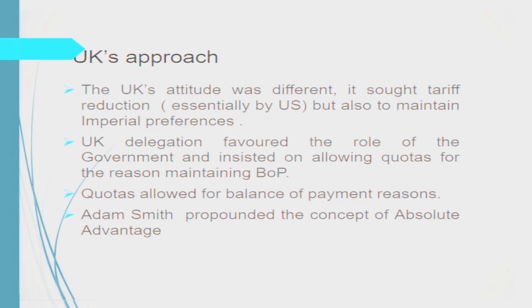UK's delegation favored the role of the government and insisted on allowing quotas for the reason of maintaining balance of payment. Now, UK was thinking of its own advantage, because let's say India was its former colony, then maintaining that in a new trade relationship with India, stating that we both had a trade relationship earlier also, but now we will have it in a new format, but both the countries will be giving preference to each other's goods. That means India giving preference to the British goods and British giving preference to the Indian goods.